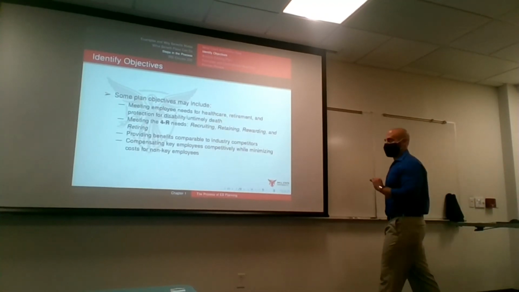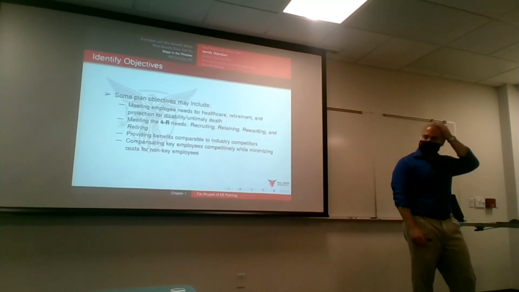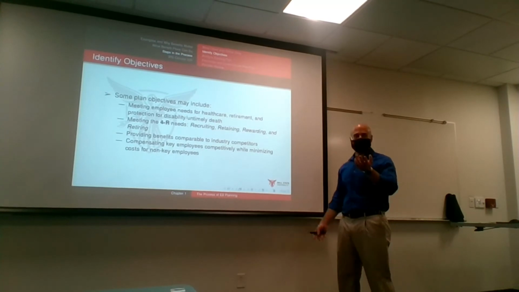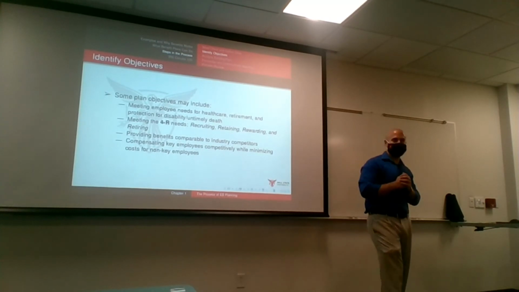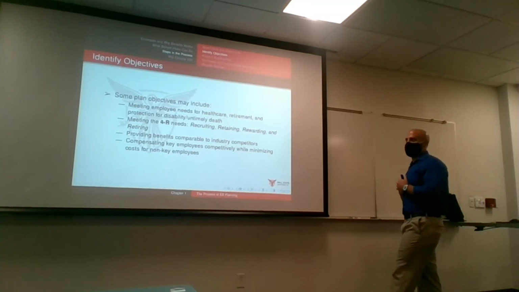Some plan objectives may include, we're not getting enough for health care, or we don't know about this retirement match here. We don't mind doing it. It's costing us a little more. Is there another avenue available to us? Should we offer a Roth instead of a traditional? Should we do both?